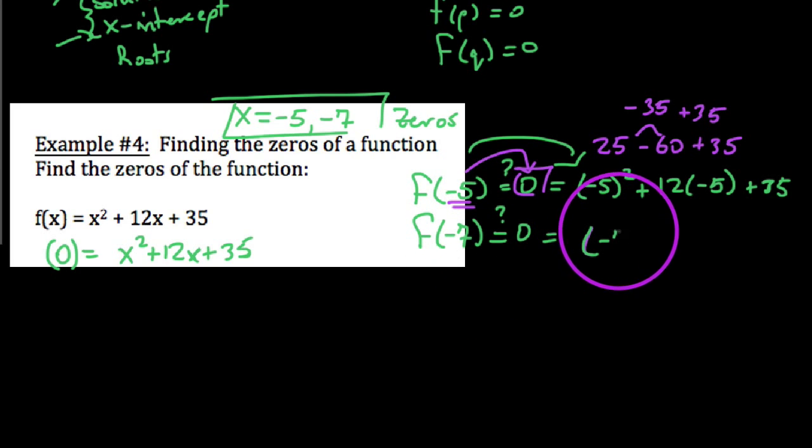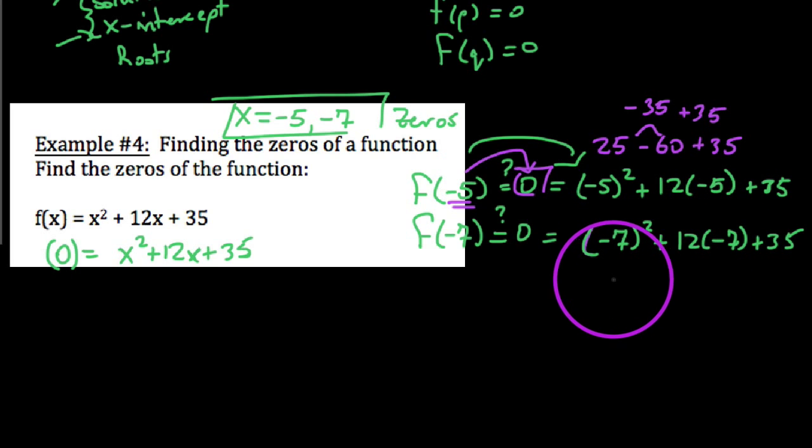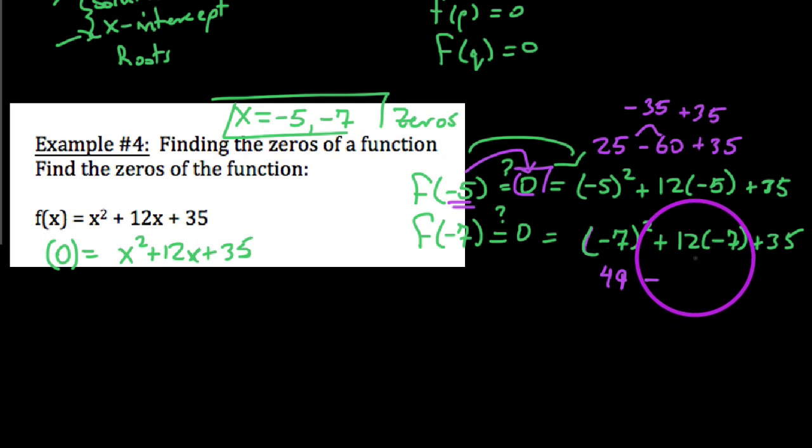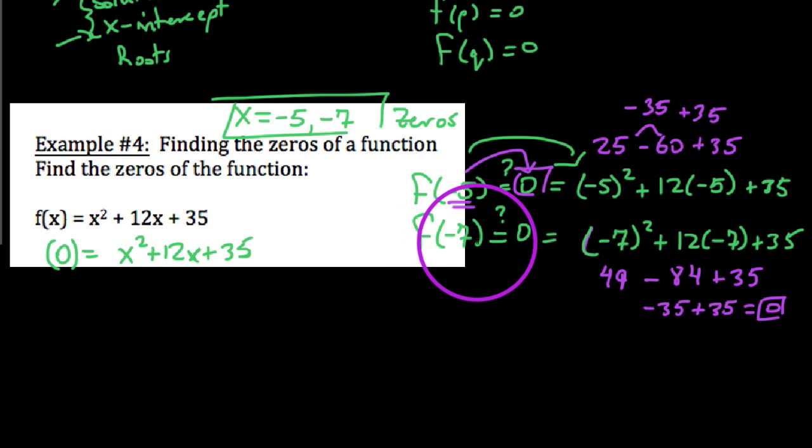Let's check this out. We say negative 7 squared plus 12 times negative 7 plus 35. Now I get that everybody's probably going to use calculators for this stuff, but I'm going to do some mental math here. We say 12 times negative 7 is actually negative 84. We get 49 minus 84 plus 35. And when I subtract this minus this mentally here, we get negative 35. So we say plus 35. We actually do get 0 also. So we would say that negative 7 is also a zero.